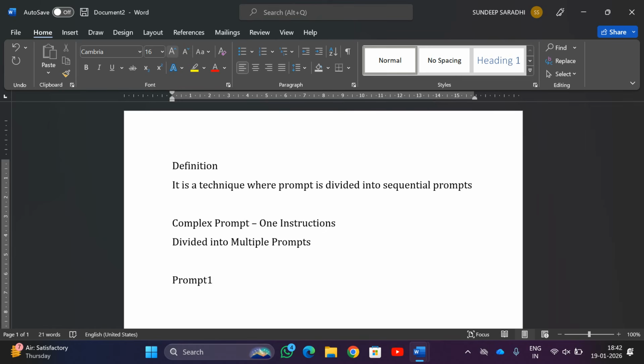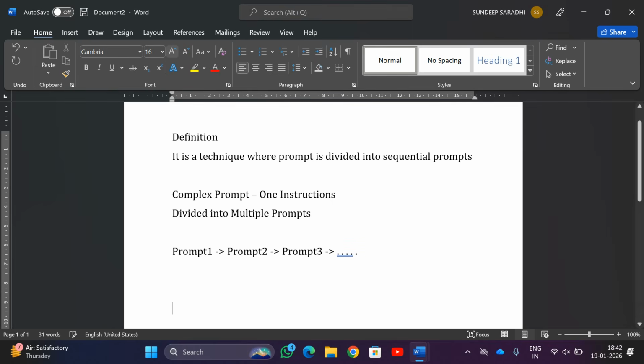like prompt 1, prompt 2, prompt 3, and so on. So one complex prompt will be divided into multiple prompts.